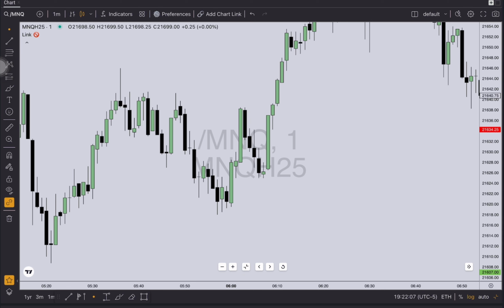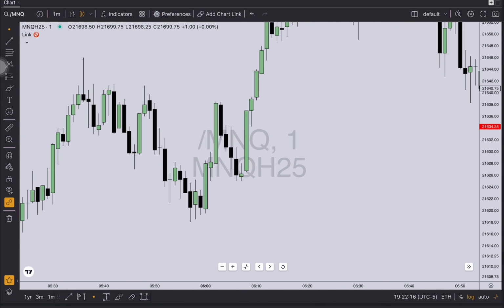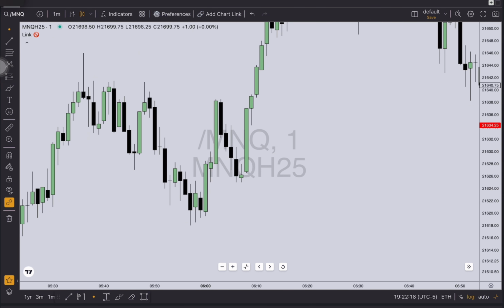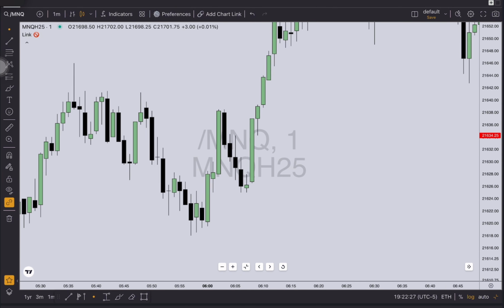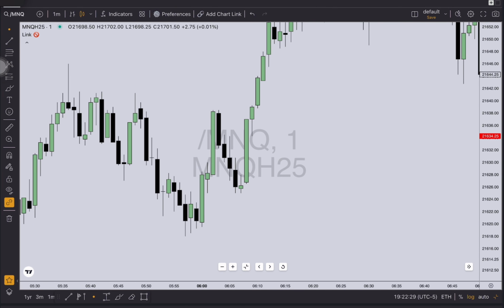This lecture will be a follow-up lecture connecting the volume imbalances with fair value gaps and the relationship between them. So now you guys know what a fair value gap is, or an imbalance. Now you guys know what a volume imbalance is. Now there is a connection between the two. What is the connection?